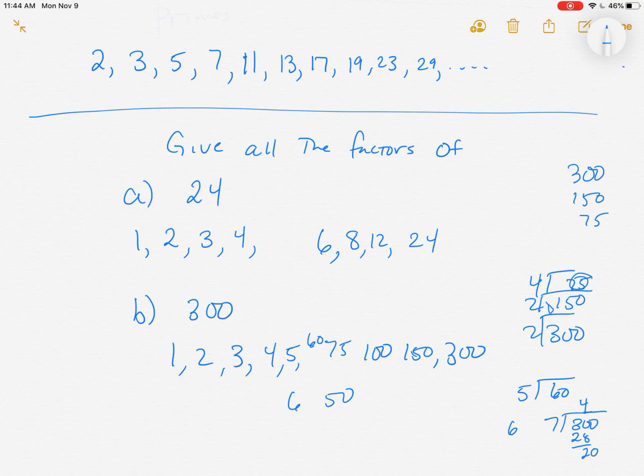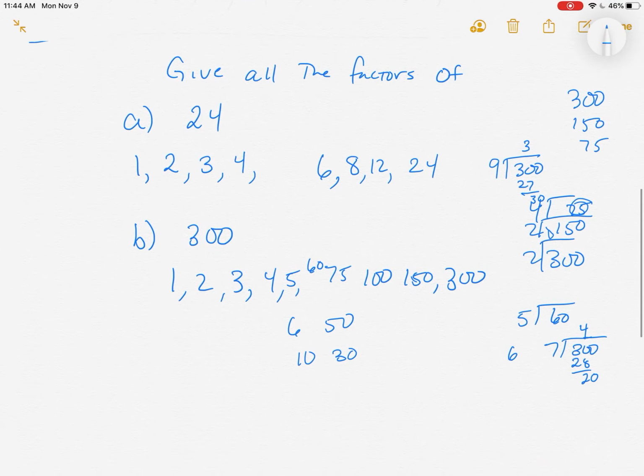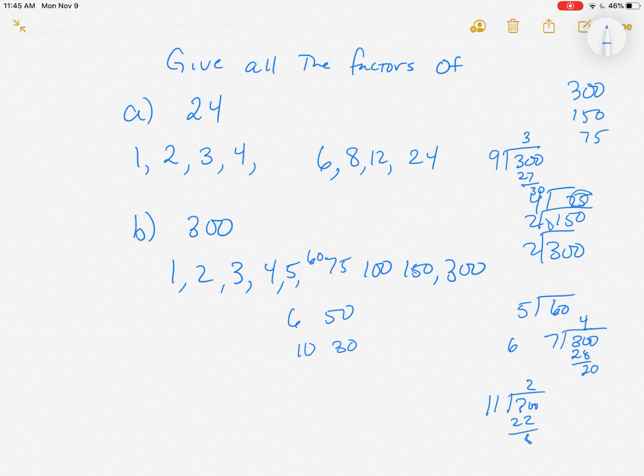9, I don't think 9's going to go in there. 9 going into 300. 3 times 9 is 27. Yeah, we're going to get a bunch of 3's repeating. 10 does, though. 10 goes in there 30 times. Okay, and that's what we have to do, is just keep going forward. 11 most likely won't go in there. 11 into 300. 2 times 11 is 22. Get a remainder of 8. Yeah, 11's not going in there.